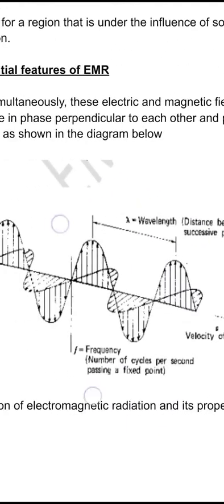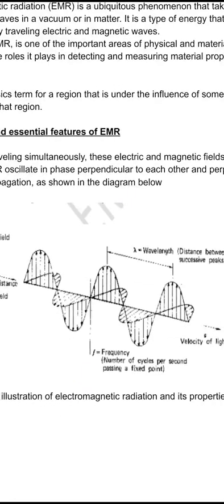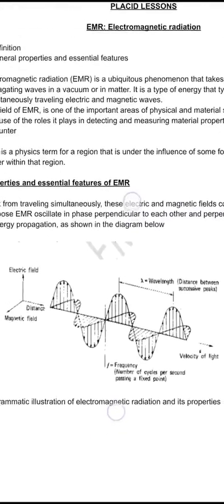Then the direction in which this goes is also the velocity of the light. You can see the velocity at the direction of the propagation. Now, these are some of the properties of EMR: the wavelength, the frequency, and the velocity.